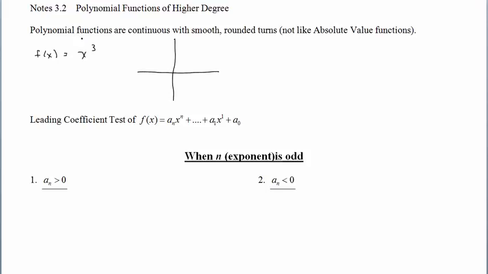Thinking about what we just read, polynomial functions are continuous with smooth, rounded turns. An x cubed graph goes something like this. They're smooth and they have rounded turns. They don't have sharp turns.